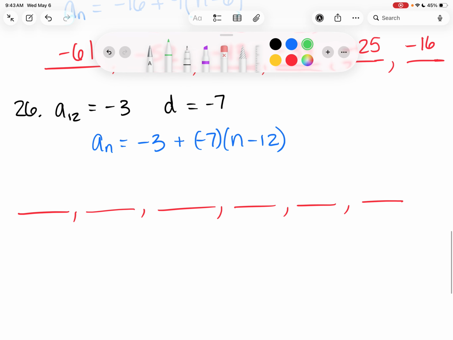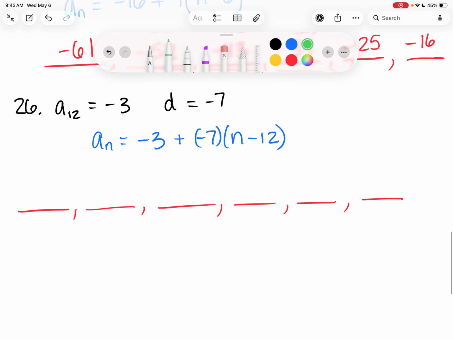So I'm going to plug 1 into this formula to find the first term. So a sub 1 is equal to negative 7 times 1 minus 12, minus 3. So negative 7 times negative 11 would be positive 77 minus 3, 74. So 74. Now at this point, I can just start subtracting 7, or I can keep using the formula and plug in the numbers. However you want to do it.